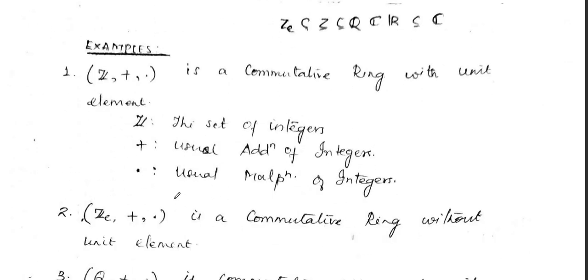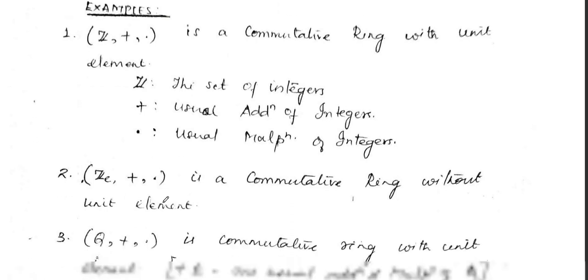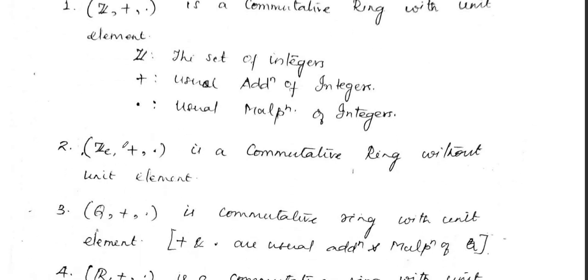Next, we have these examples. First one is the set of integers under addition and multiplication, the usual addition and usual multiplication of integers. So this forms a commutative ring with the unit element. On the other hand, if we consider the set of even integers only, then also it will form a commutative ring, but it will not have a unit element, because 1, the unit element, will not be present there. So this is just a commutative ring.